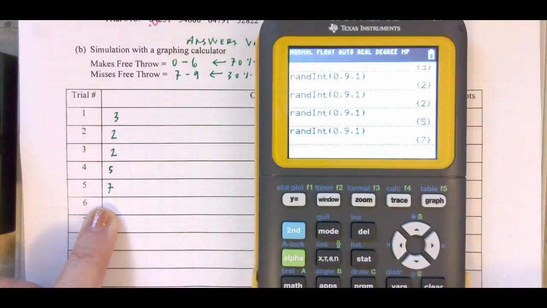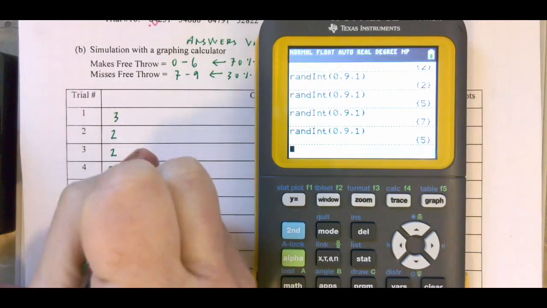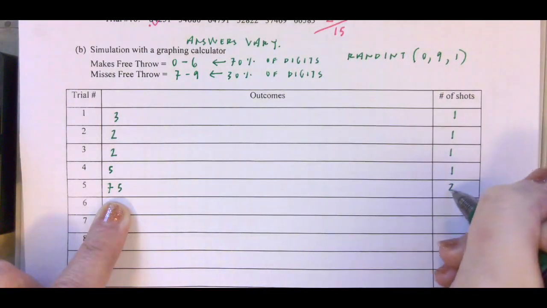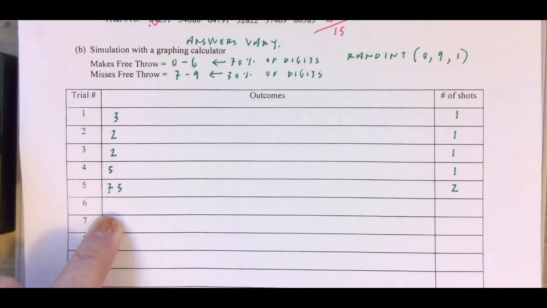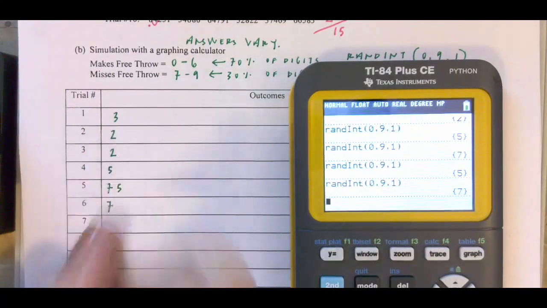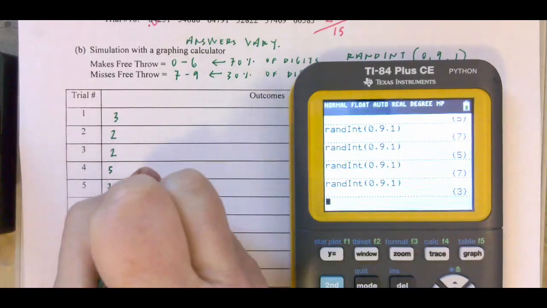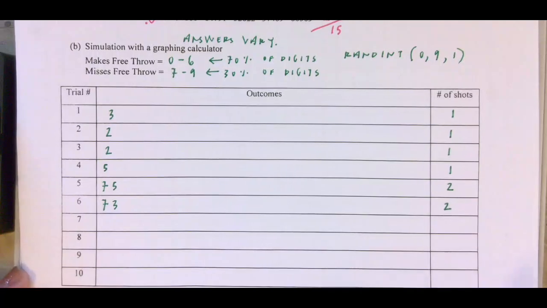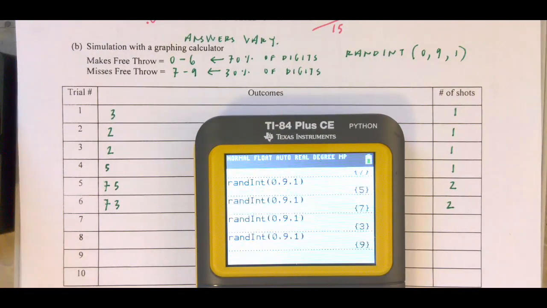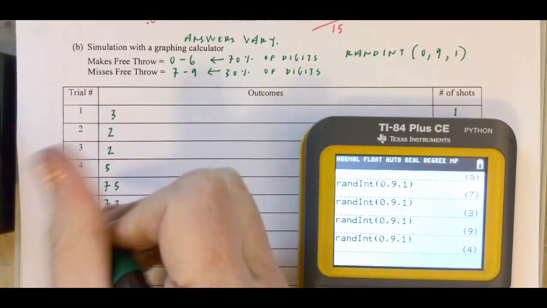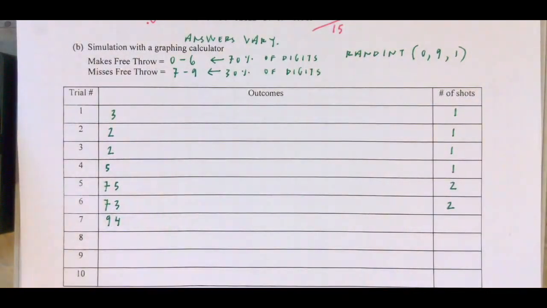Did he make it? No, he missed it. So then he shoots again. Did he make it? Yes. Made it now on the second try. Okay, now on to the next trial, because we just have him shooting until he finally makes that basket. So next trial. 7. Ooh, missed it. 3. Made it. Made it on the second try. Okay, on to the next trial. 9. Ooh, missed it. 4. Made it. But it took 2 tries for him to make it.